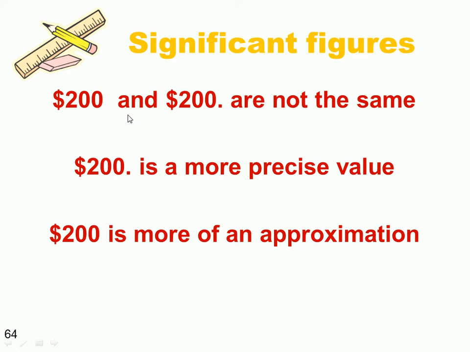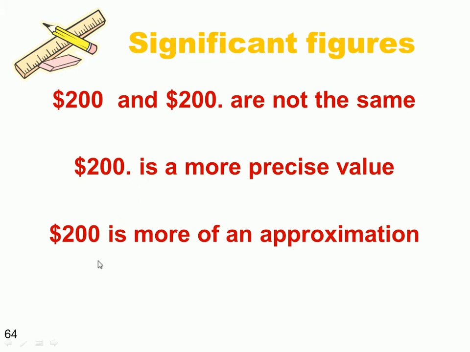If I reached into my pocket and I looked in my pocket and I said, I have about $200, this is how I would represent that approximation value. I would represent it as 200 with no decimal place. But if I reached into my pocket and I saw two crisp $100 bills and I wanted to convey that I had exactly $200, I would represent it this way. So 200 with a decimal place. The 200 with a decimal point, rather, is how we can represent a more precise value.